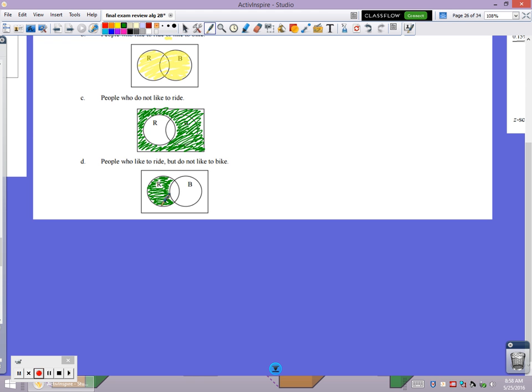So that would be a good shading area for that one. All right, wonderful.